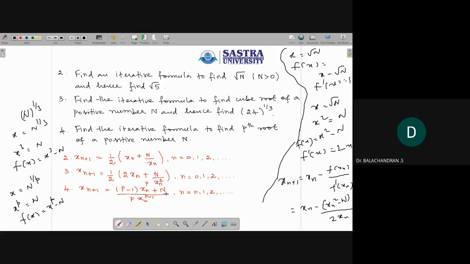For the fourth problem we don't have any problem here, because they don't ask to find anything. But only in the third problem, the second problem is solved, but the third problem you should take x naught equal to 25 power 1 by 3. There is no other option, because that is very close to 24 power 1 by 3. But the fourth problem, we just find the pth root of a positive number n. They don't ask any particular value, so we don't bother about x naught.